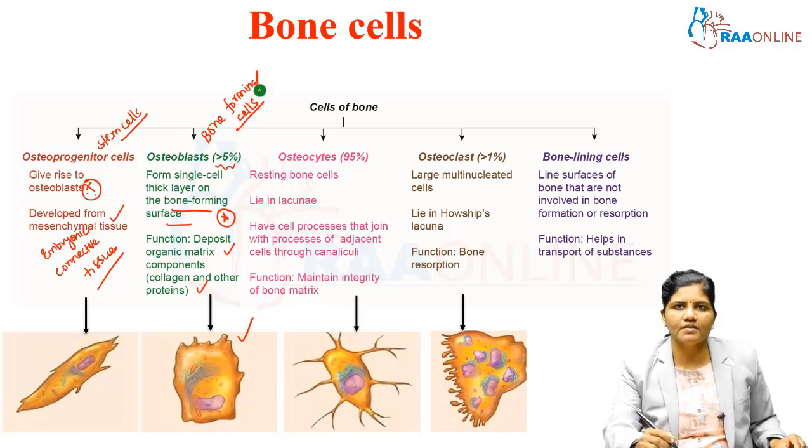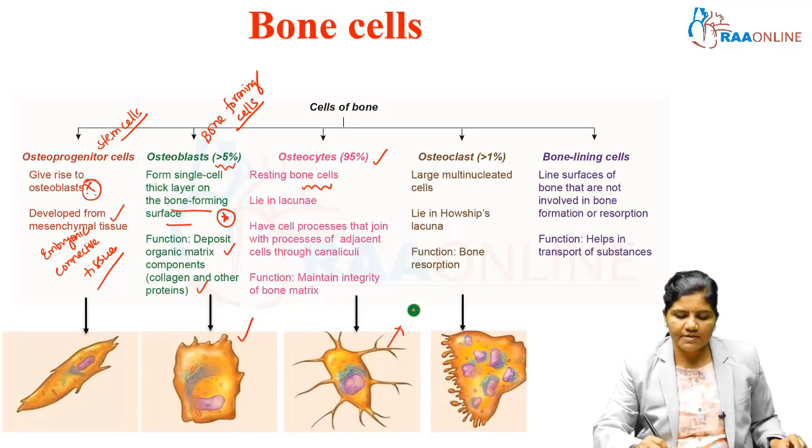The osteoblast gives rise to osteocytes. Osteocytes occupy 95% of the bone tissue. They form the resting bone cells. They lie in the lacuna. You will see what lacuna and lamella are in your microanatomy of the bone class.